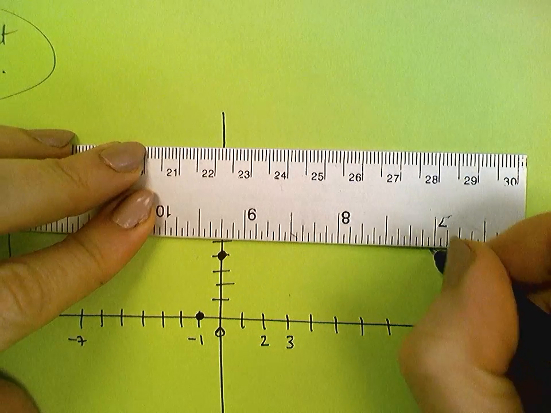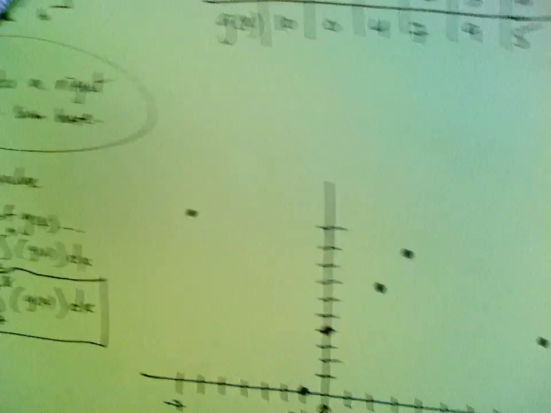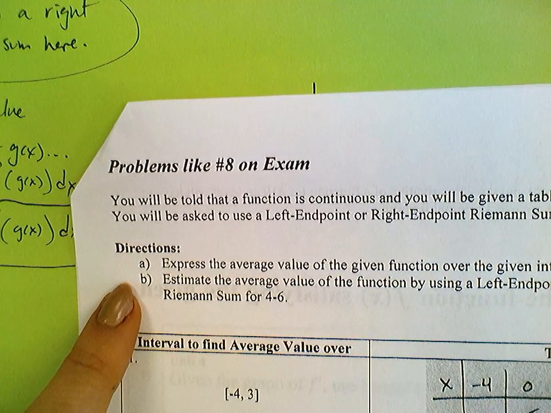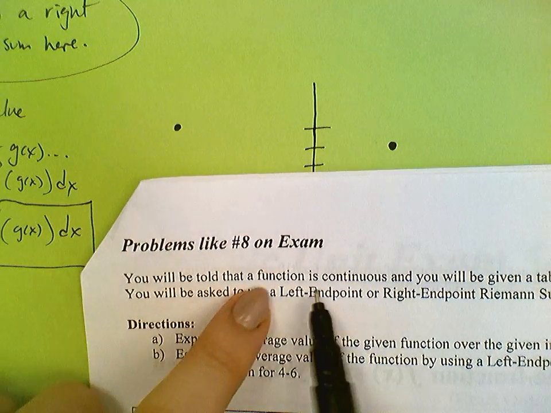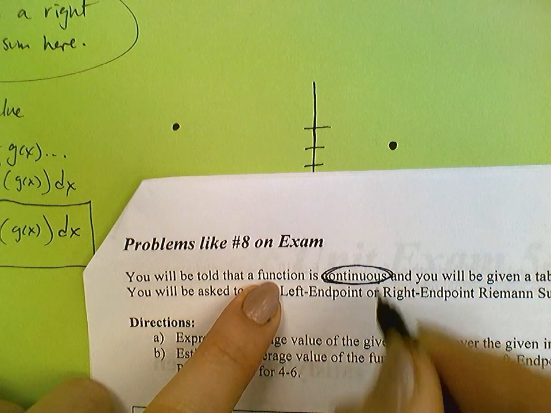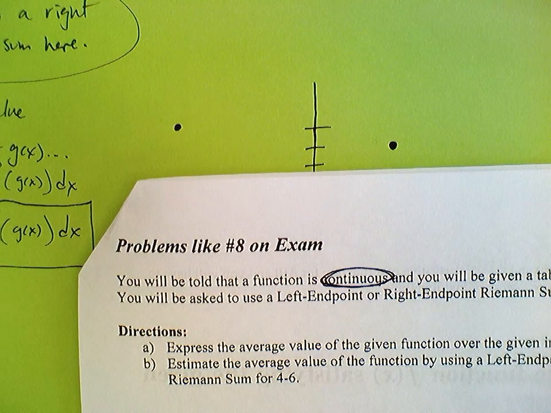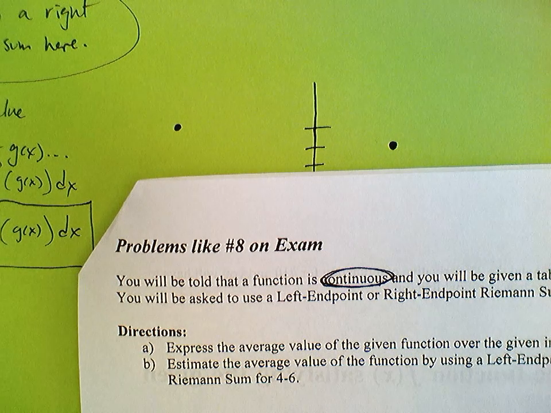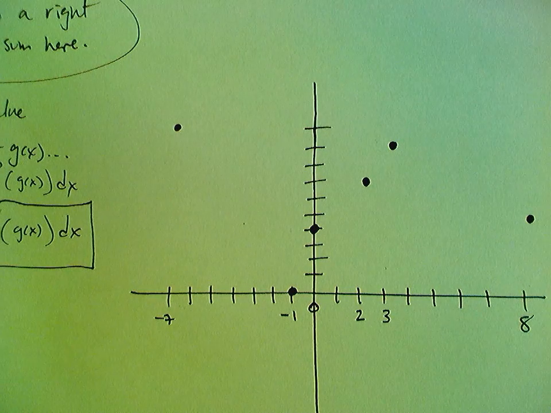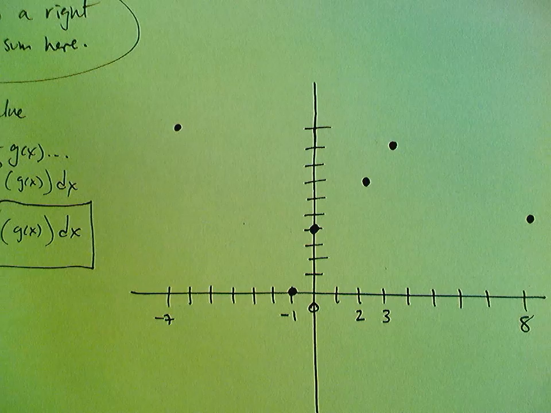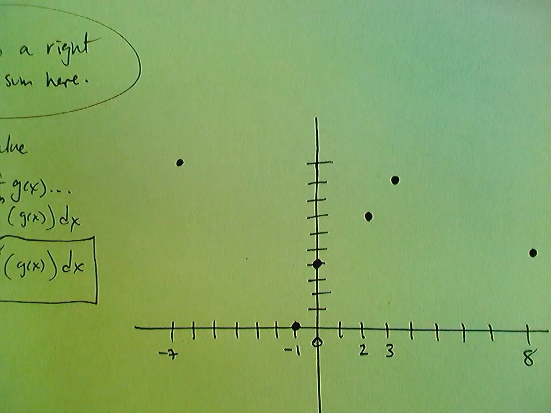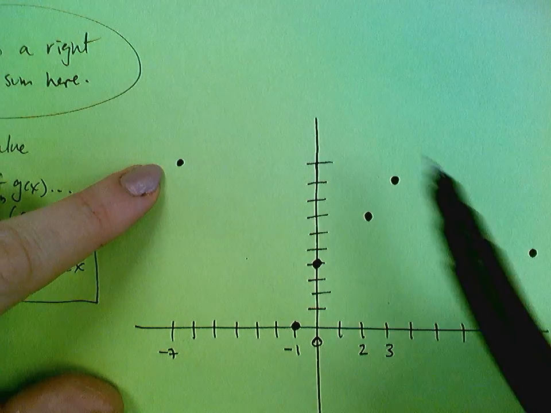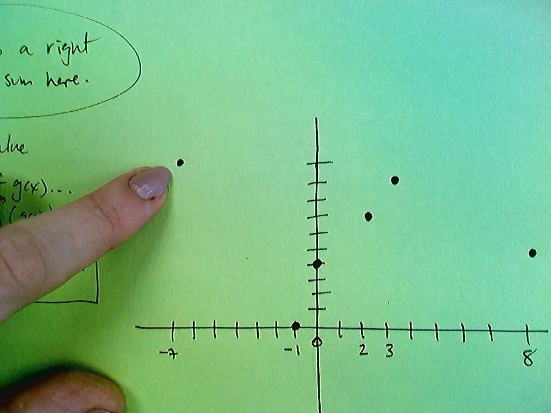Now, it is extremely important. Do not take this word for granted, guys. You will be told that a function is continuous. Continuous means no breaks, no asymptotes, no holes, all of that. The limit exists everywhere. The reason that's important is because the continuity allows me to connect these dots. I'm going to connect them in the simplest way possible.